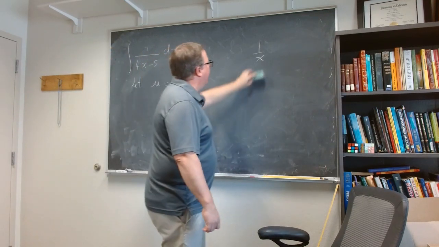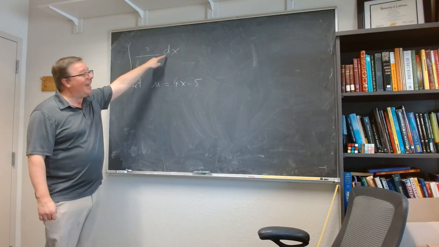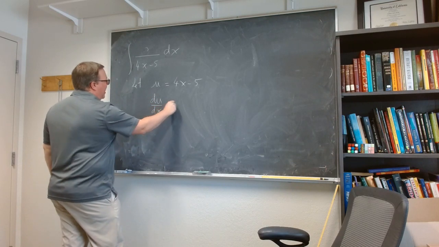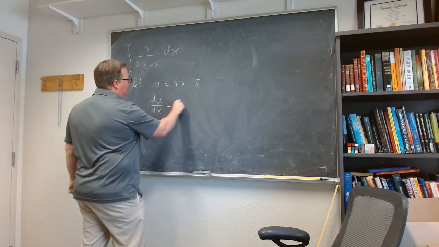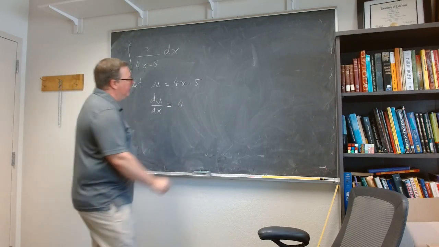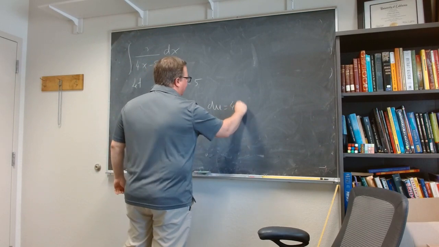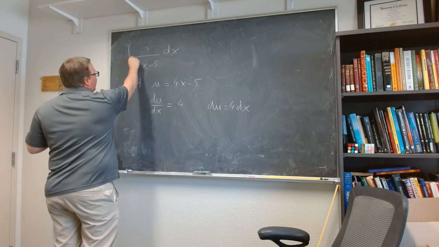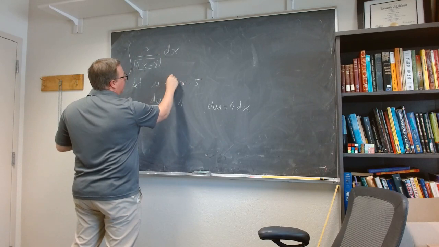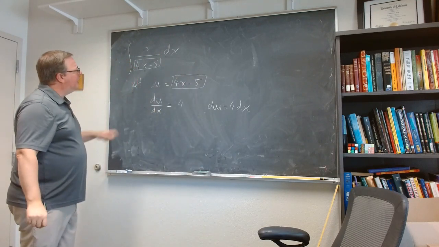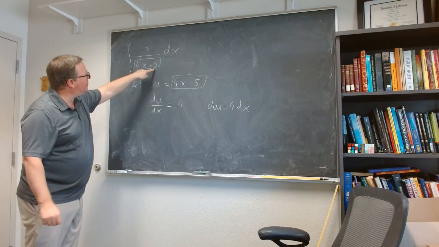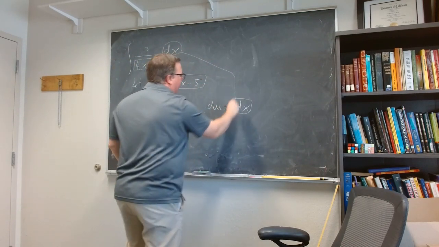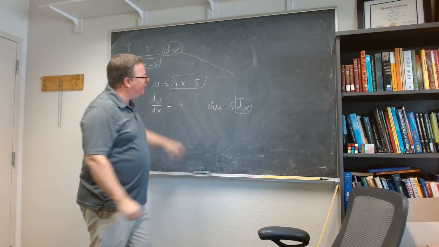But the price we pay is we also have to change what dx looks like. To solve that, we're going to take the derivative, du with respect to x, and it becomes 4, which lets us solve for du by saying du is 4 dx. This means that in our original expression, we can replace this by this, right? So these are the same, which means the 4x minus 5 becomes u, and the dx right here is the dx right here. So dx is going to be du over 4.